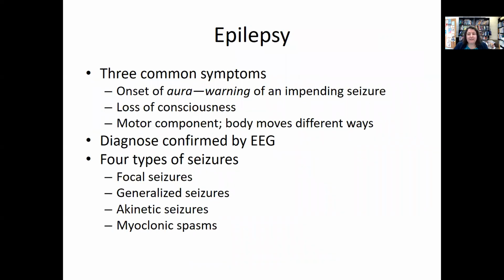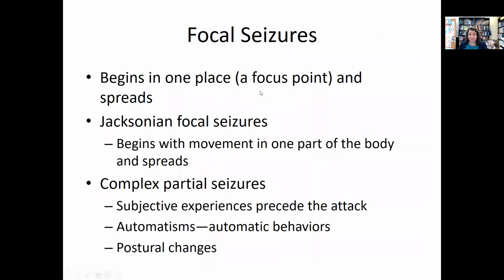There are 3 common symptoms of epilepsy. You have the onset of aura, which is a warning of an impending seizure. You have a loss of consciousness, and there's a motor component. The body can move in very different ways. You can confirm this using that EEG we talked about way at the beginning of the semester. And there are 4 types of seizures we're going to talk about in a lot more detail.